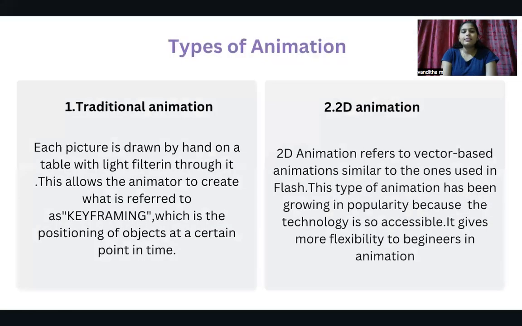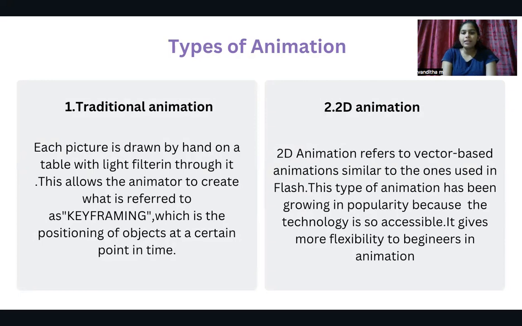Next, let's discuss the 5 types of animation. Actually, in the whole of animation, there are 5 types. The first one is traditional animation. Each picture is drawn by hand on a table with light filtering through it. This allows the animator to create what is referred to as keyframing, which is the positioning of objects at a certain point of time. So this is called traditional animation.